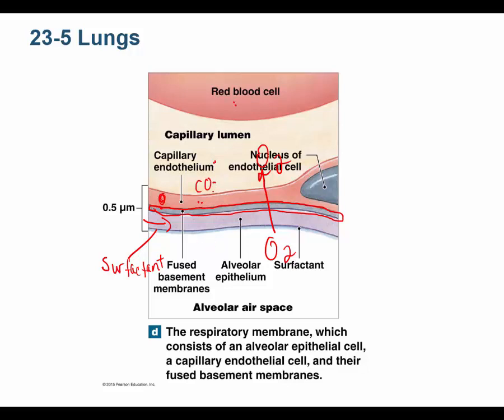So CO2 has to be able to traverse this, and oxygen has to be able to traverse this. The whole thing from here to here is only about 0.5 micrometers. There's 1,000 micrometers in a millimeter, and this is only half of one of them. So it is very, very thin. So it's not hard for the gas to cross through here. But any kind of lesions that thicken this would decrease the gas exchange potential. All right, so that's the respiratory membrane.